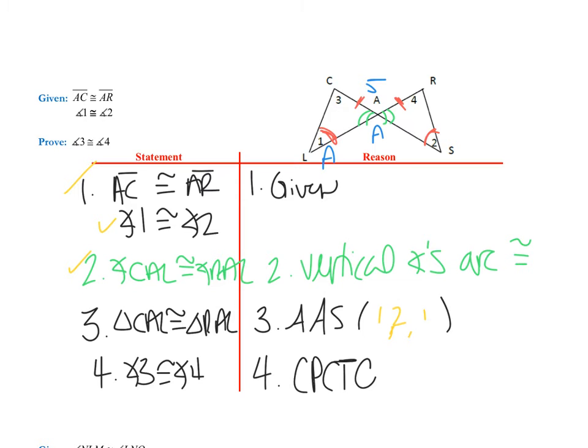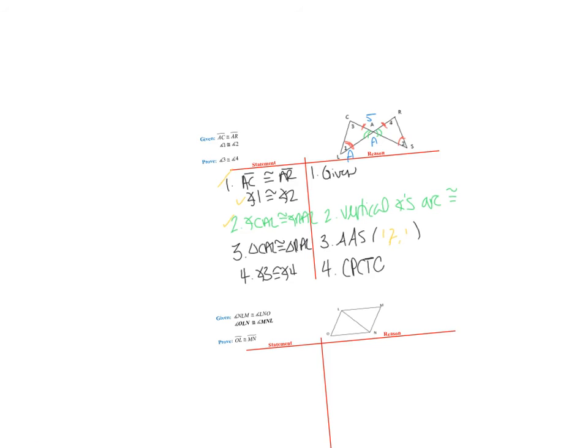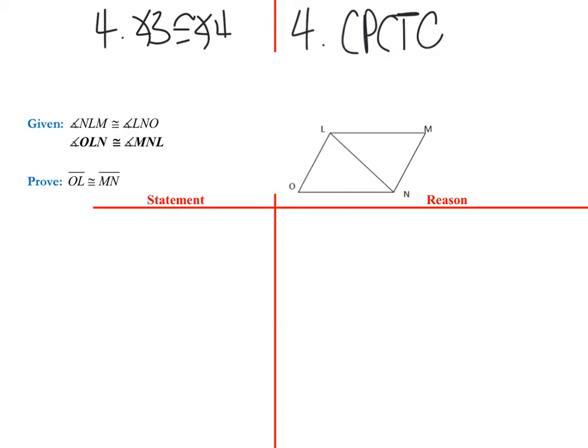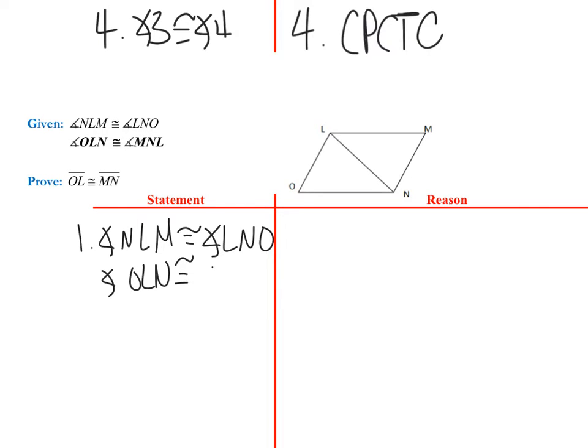Let's go ahead and take a look at the second example. And remember that you can always mark the given on the diagram. And given means like if something is perpendicular, you can't say it's a right angle. You have to prove that first. But if you are given congruent angles or congruent segments, you can mark that. So we have angle NLM congruent to angle LNO, and then angle OLN is congruent to angle MNL.